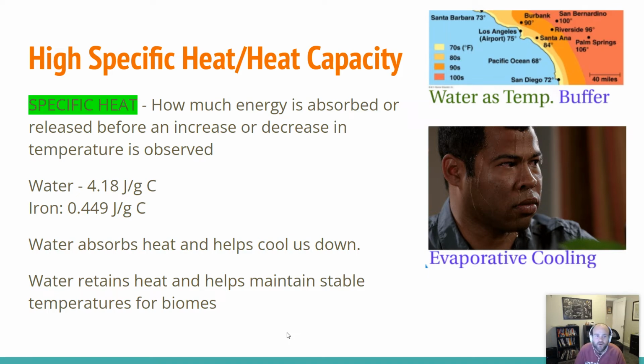Also, because of water absorbing heat, it helps us cool down. Like when we sweat, that's going to draw heat away from our bodies to help us cool down. But water not only absorbs heat, it retains heat really well. So that's why coastal regions are usually cooler than hotter surrounding areas, or coastal regions may stay warmer than surrounding cold areas. And so it helps regulate biomes near water bodies.